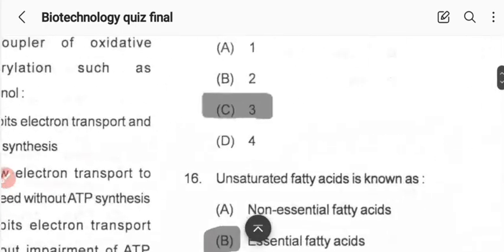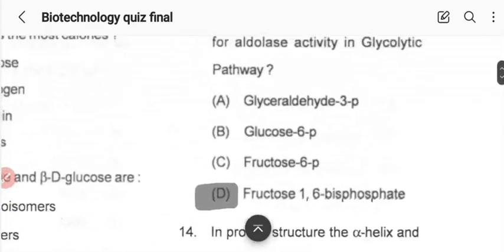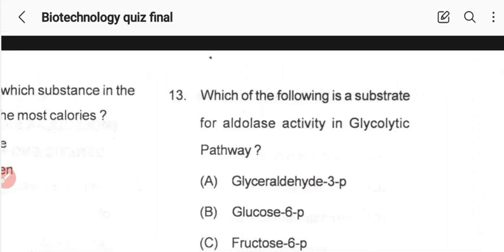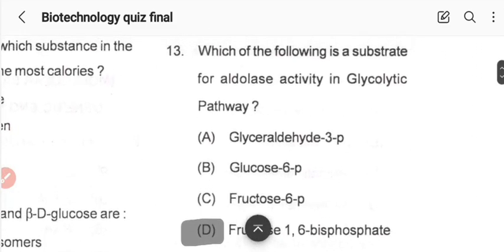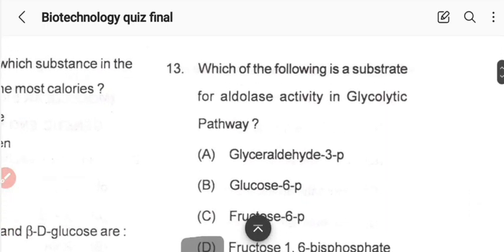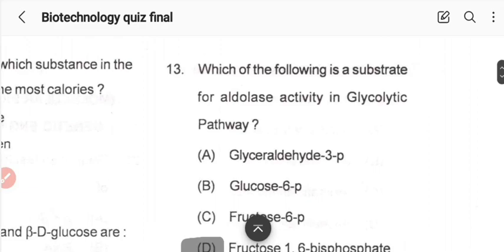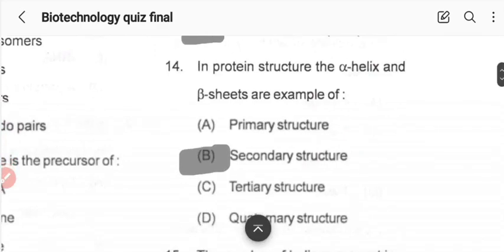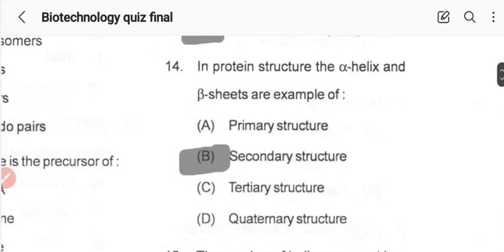Then next question is 13th, which of the following is a substrate for aldolase activity in glycolytic pathway? So in glycolytic pathway, fructose 1,6-bisphosphate is a substrate for aldolase activity. Okay. Then in protein structures, the alpha helix and beta sheets are example of secondary structures.